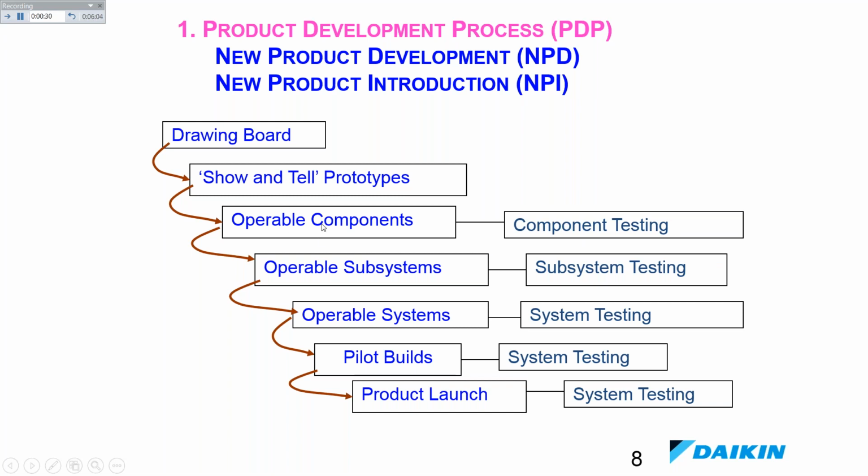We put together some operable components and make an operable subsystem, and we can do some subsystem level testing. Like you had a component called a bearing, now you put it into a bearing assembly, and you can test the bearing assembly. Then you put some subsystems into an operable system, and you do some system level testing. You develop, you build pilots, still with system level testing, and you launch the product. So you have system level testing, subsystem level testing, and component level testing.